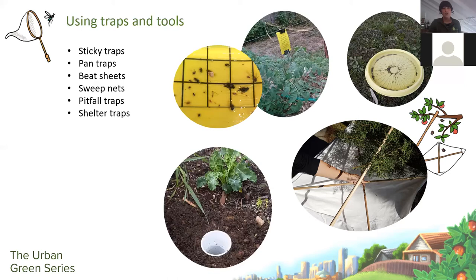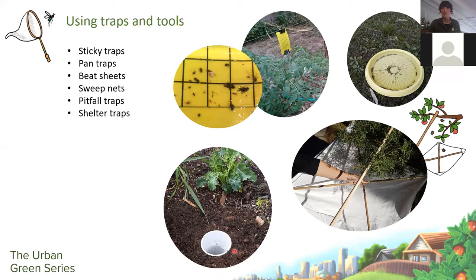You can also set your own pitfall trap. And this is as fancy as a plastic cup buried in the dirt. Make sure the dirt is nice and flush with the lid. And insect life that is crawling around on the ground, they work really good for things that come out at night, will just walk in and fall in, and you'll be able to check them in the morning. And just like the pan trap, you fill this about half full of water, add a couple drops of detergent.